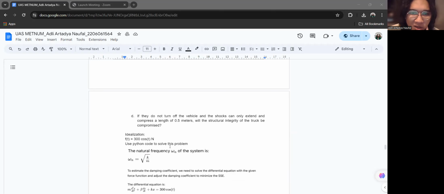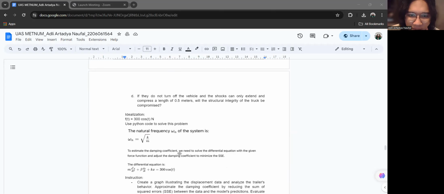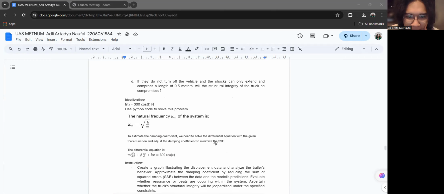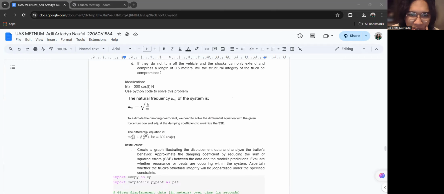We use Python code to solve this problem. This is the equation for omega n. Omega n equals the square root of k divided by m. And this is the differential equation.